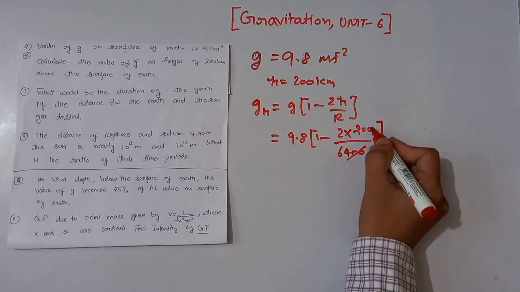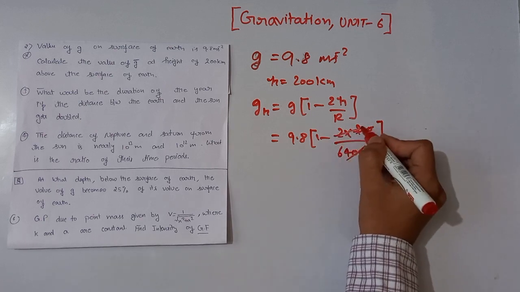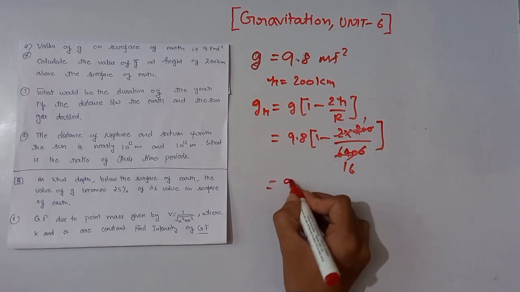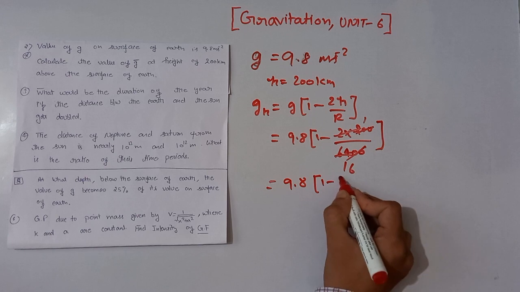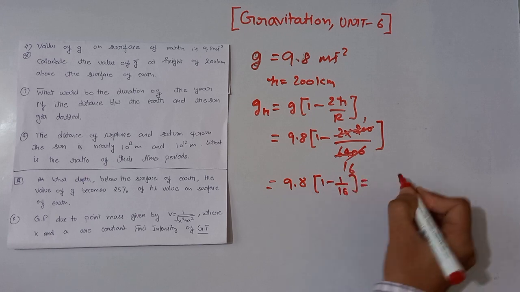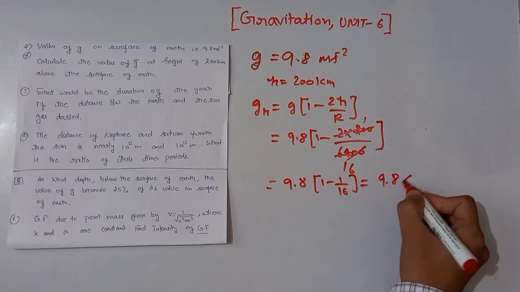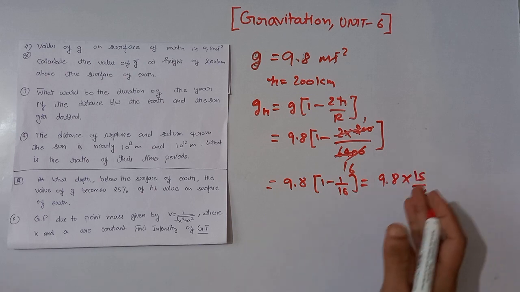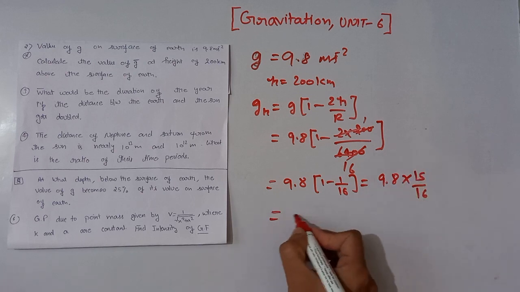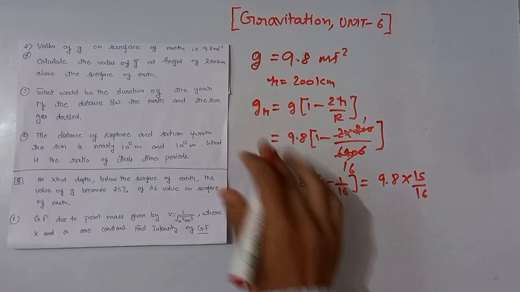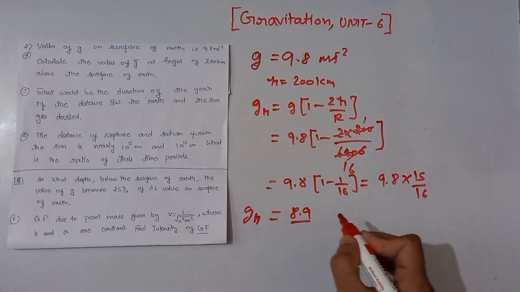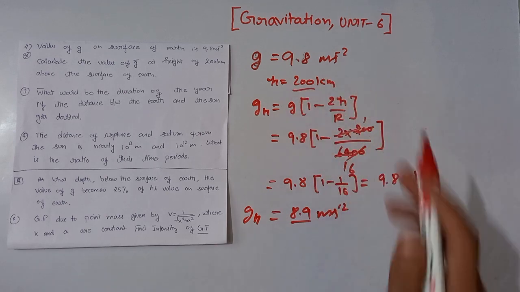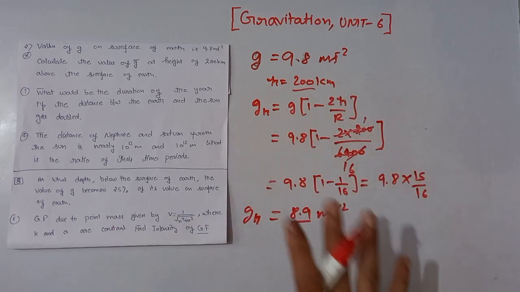Zero cancels zero, 2 twos are 4, into 16 fours are 64, which is equal to 9.8 into 1 minus 1 over 16, which is equal to 9.8 into 15 over 16. By solving this, we can calculate the acceleration due to gravity: 8.9 meter per second square at height 200 kilometer. I hope this numerical is clear to you.